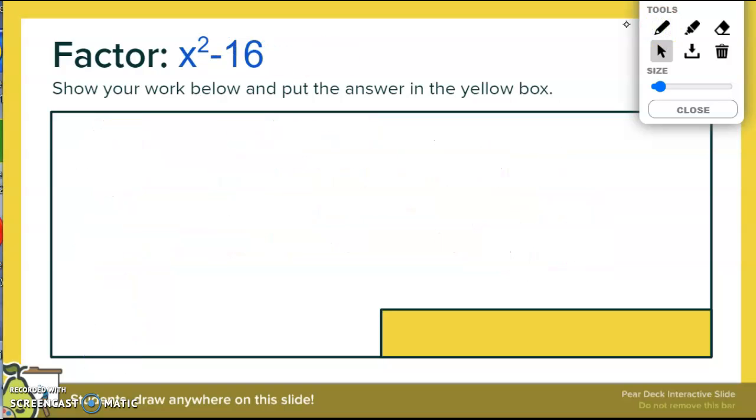Okay, next factoring. I have two terms only, and the first term is a perfect square because it's 1x squared, and 16 is a perfect square, and we're separated by a subtraction. That means it's a difference of squares.